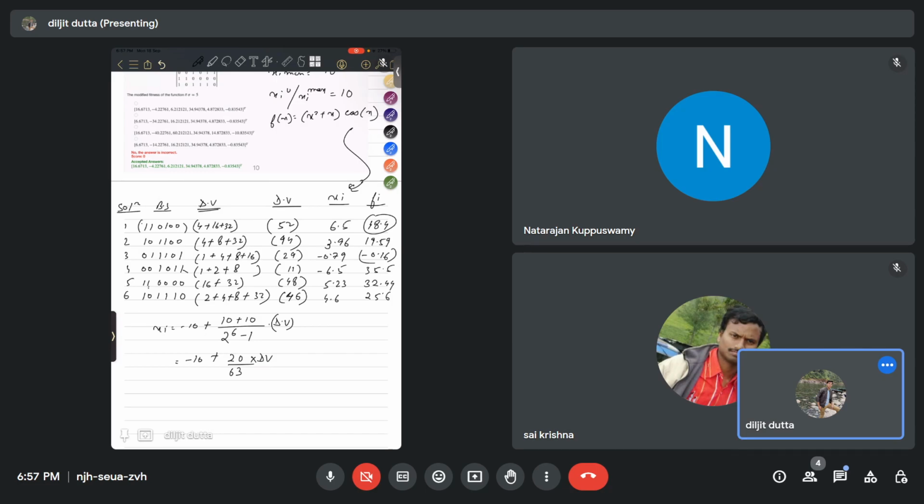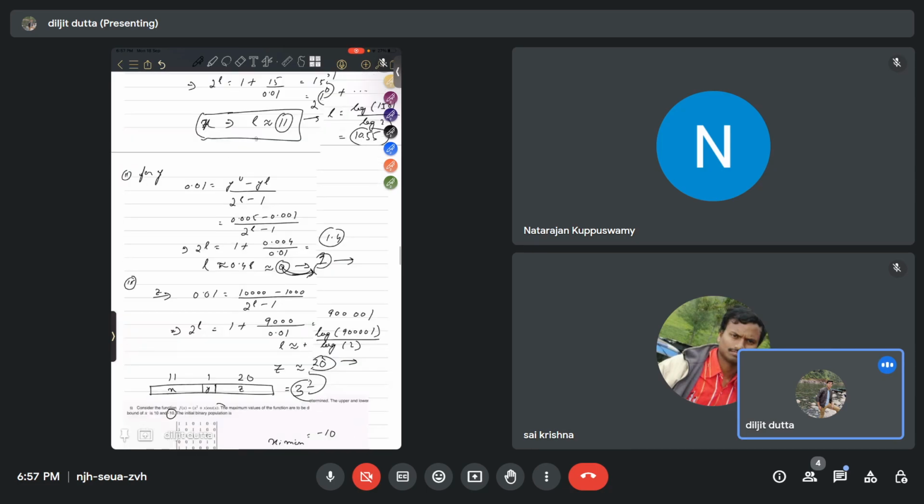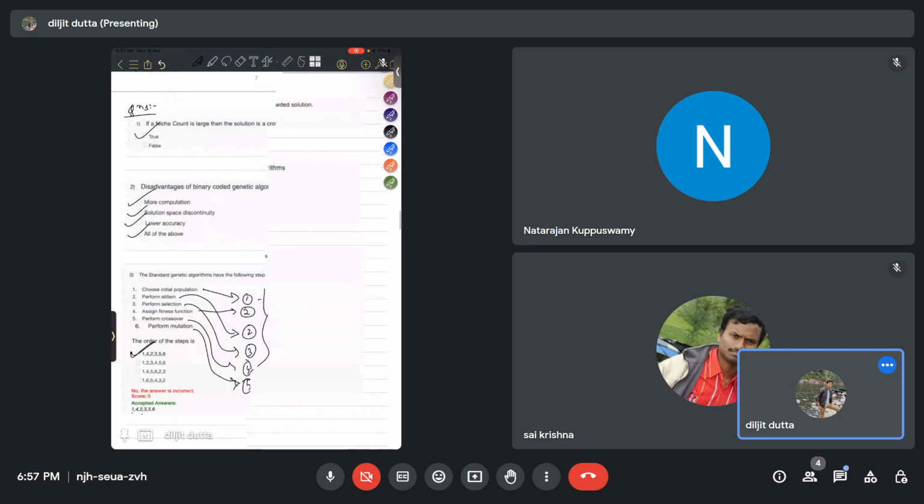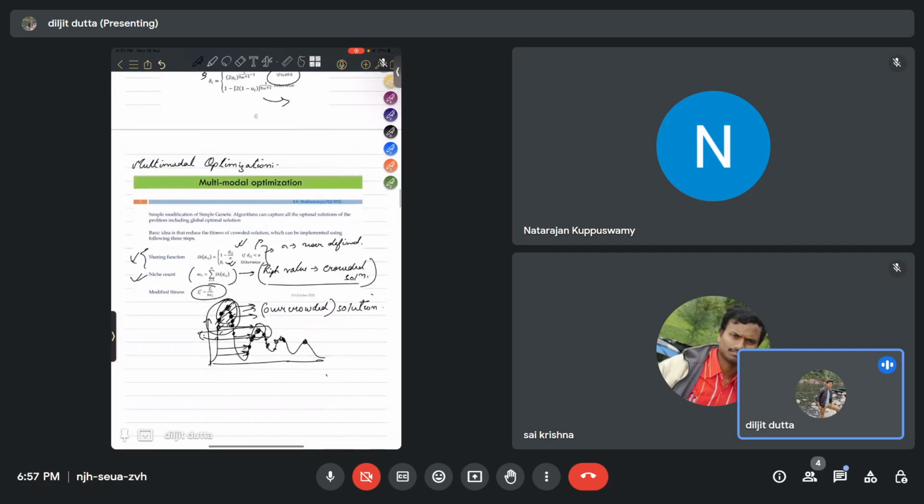So what we will do, even if we do the crossover, our solution will be crowded near this solution. So we have to do the modified fitness. And how do we modify? This is the procedure that I decided. We will use a sharing function. First find a distance matrix. From that we will get the sharing function. Then we will get a niche count, and finally the modified fitness.